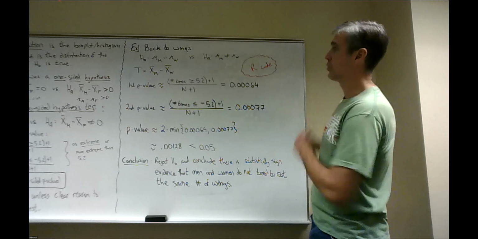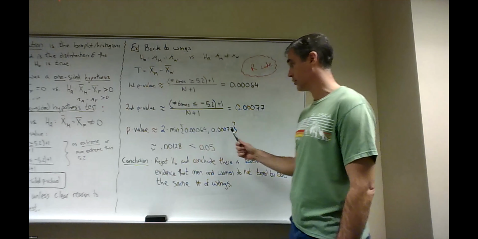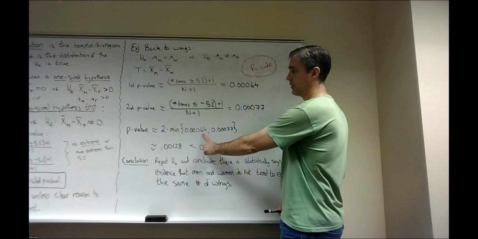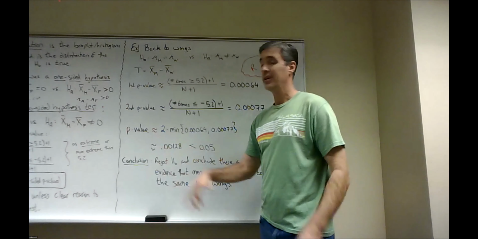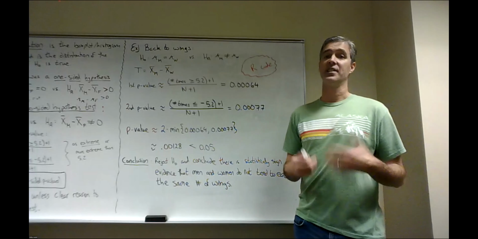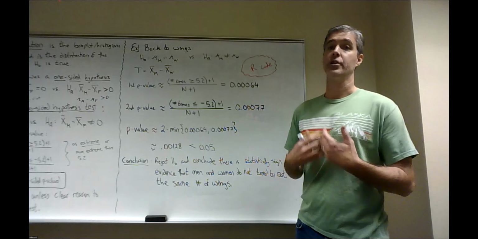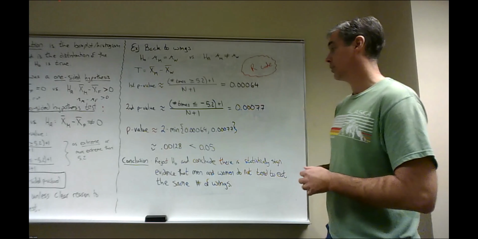And so if those were the two one-sided p-values, then our overall p-value is twice the minimum of those two. So it's twice the 0.00064, which is 0.00128. And again, it's only an approximate p-value because we got it via simulation, okay? We didn't take all possible permutations. We just took 10 to the 5th minus 1. All right, well, it's still less than 0.05.